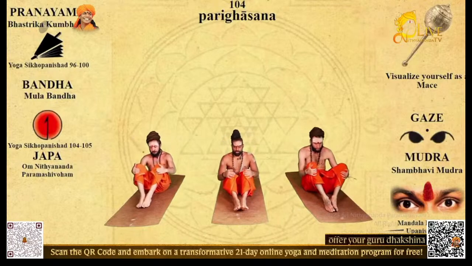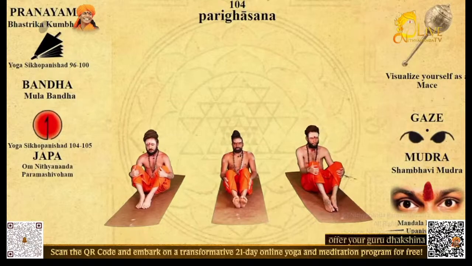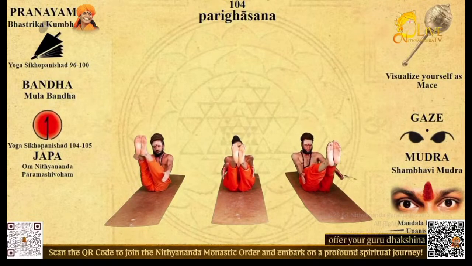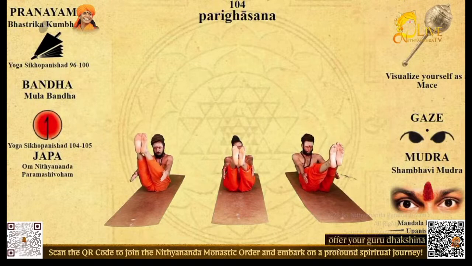The next asana is Naukasana. Again bring the legs forward straight up at 45°, hands back to the ground, visualize both inner space as you gaze to the third eye.